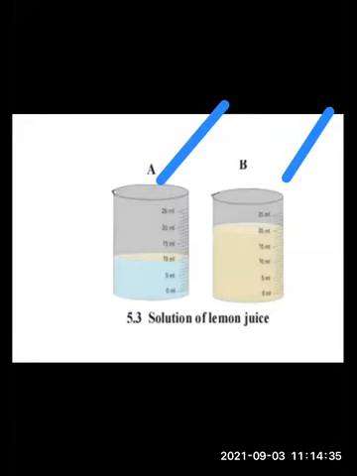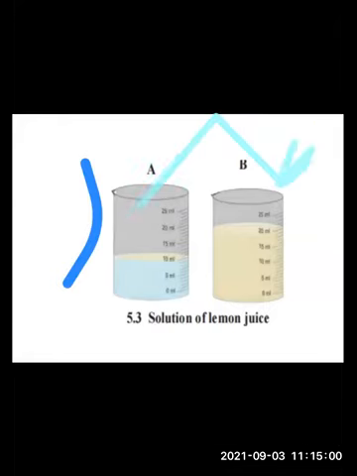Which will be more sour than the other? Yes, very good. The 10 ml solution, because you added only 10 ml of water in the first beaker. So the first beaker will be more sour. Yes or no? Whereas the second beaker will be less sour. Why is it less sour? Because you added how many ml of water in the second beaker? You added 20 ml. So the taste will be less. That is the main difference.